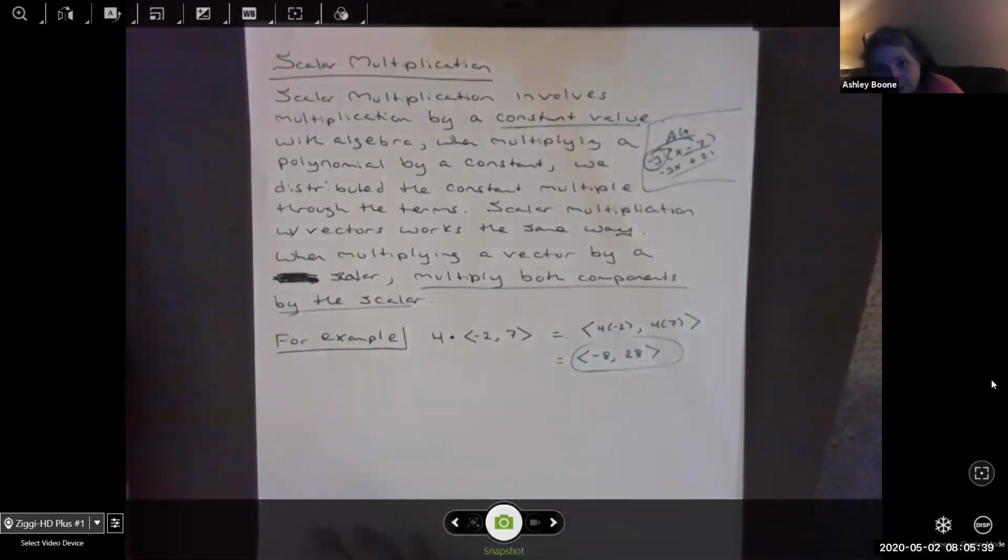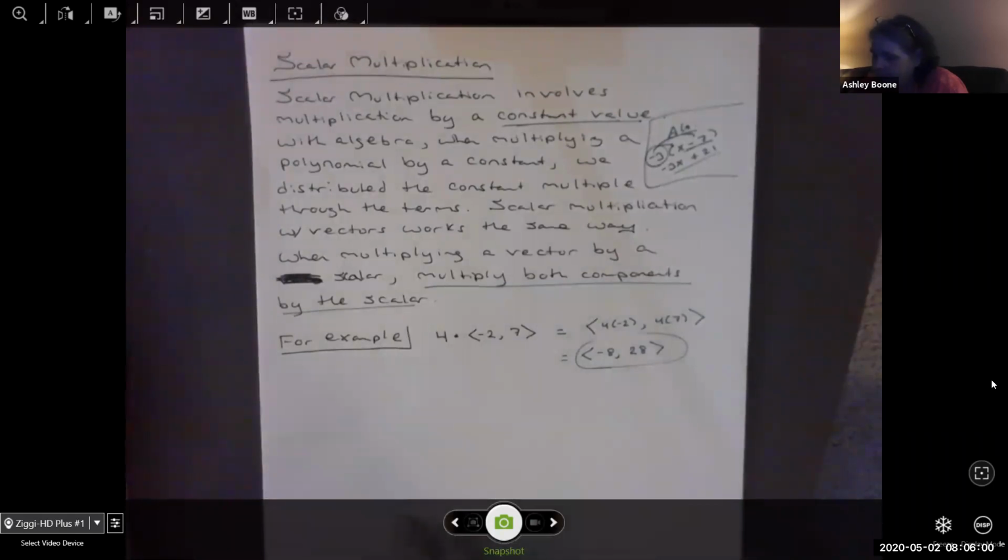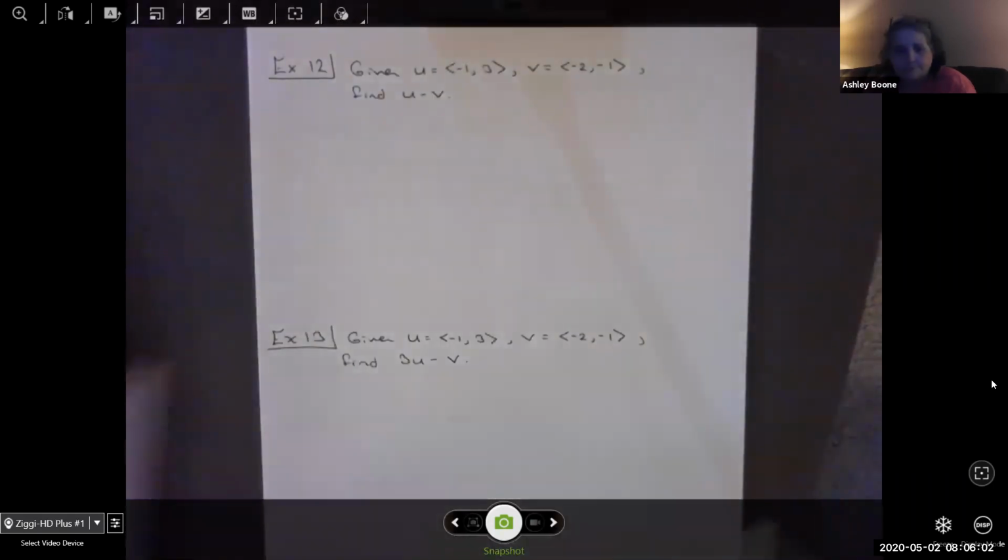That's scalar multiplication. So between addition, subtraction, and scalar multiplication, think about your order of operations. What do you do? You always do multiplication before addition, subtraction. Same thing's going to hold with vectors, okay? Let's go on and look at some operations here.